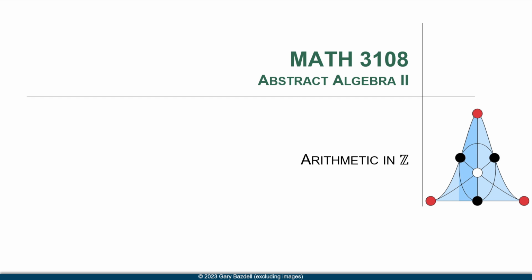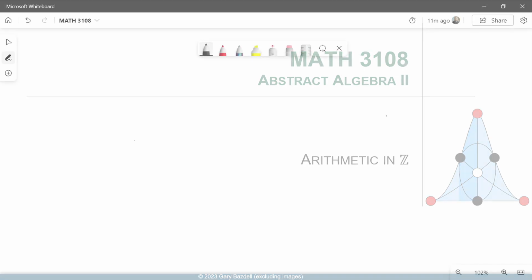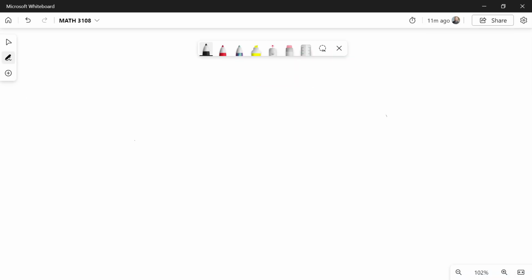So let's jump into the material, but before we do that, let's just make sure that we're all on the same page with the notation that we're going to be using throughout this course. So let me jump over to my whiteboard here. All right, some notation. The integers will be represented by Z. So this is the set of integers.